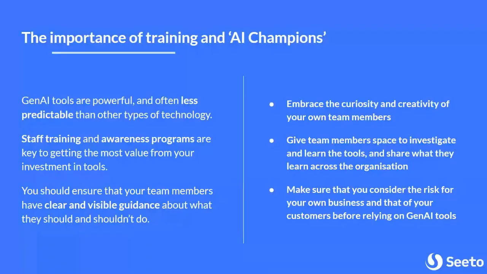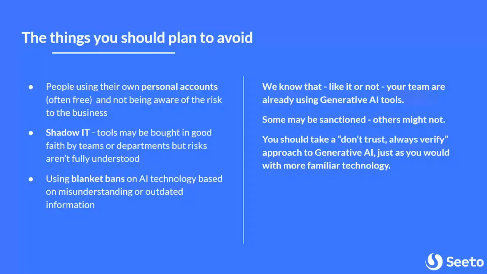Make sure that you consider the risk for your own business, but also that of your customers. You are probably part of a supply chain. So you're not just keeping yourself safe with this, but you're also keeping all of the people that rely on you safe by making sure that you implement AI tools responsibly. Things that you should plan to avoid, not just the things that you should do.